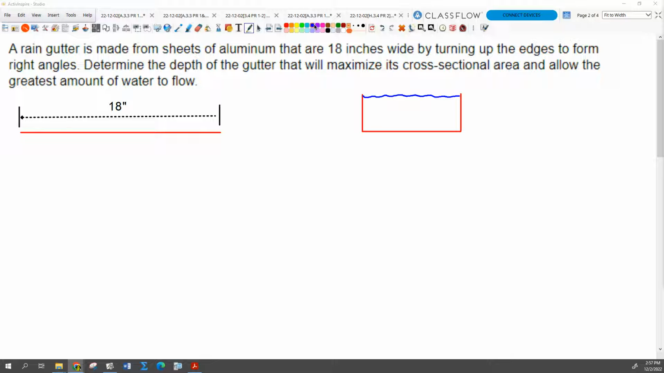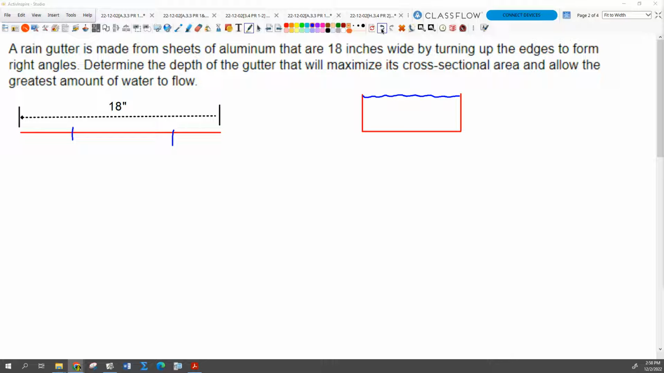Okay, make sense? All right, so we want to try to determine where we would make the bends to be able to maximize the flow. To maximize the flow, we would just want to maximize the cross-sectional area of the gutter. Everybody agree? Okay, so how are we going to do that? Any ideas? Okay, so we're going to have to bend up the two sides. So let's say we're going to make the bends right here and right there, and we're going to bend those up to create the sides of the gutter.